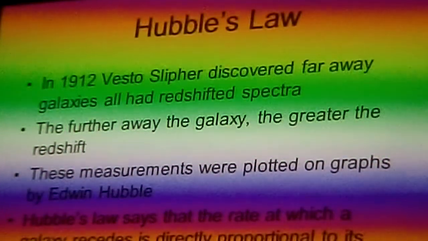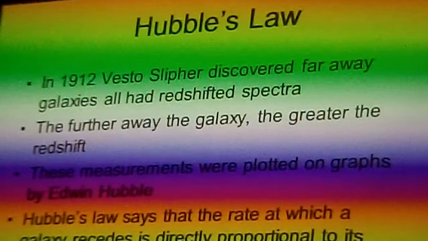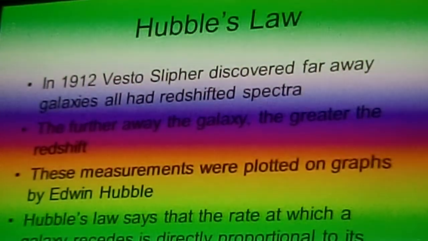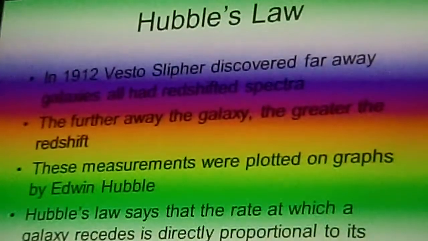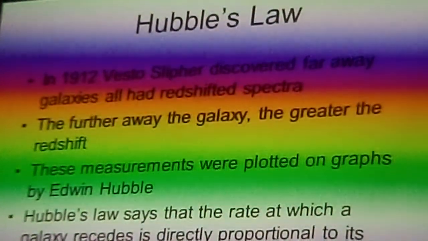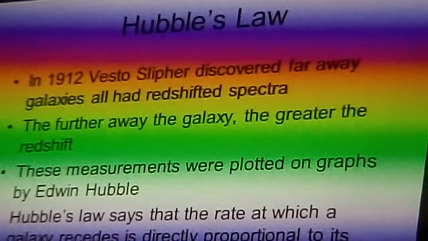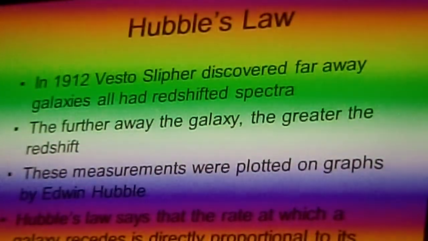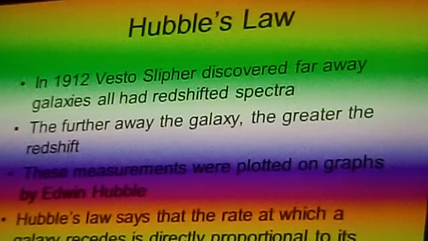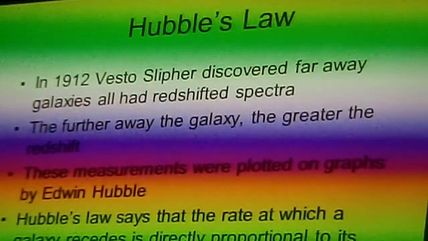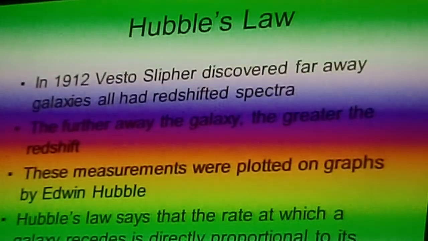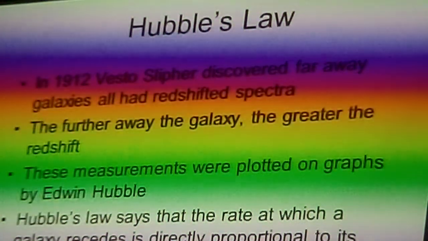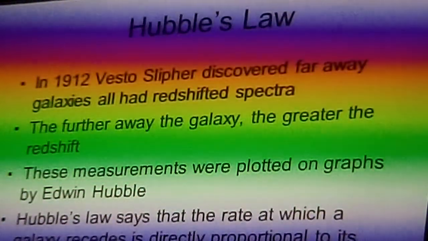How much is 1 megaparsec? I'm not comprehending this at all. A parsec is 3.3 light years. A mega is a million, so a million parsecs. A megaparsec is 3.3 million light years. Mega means million, a million parsecs.